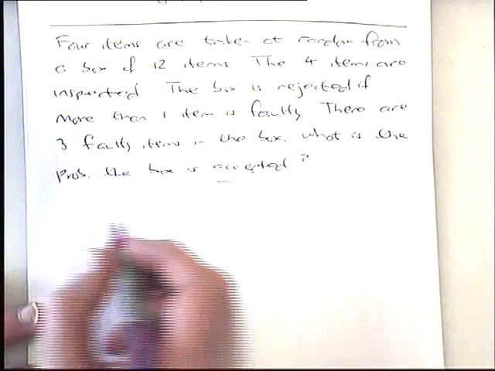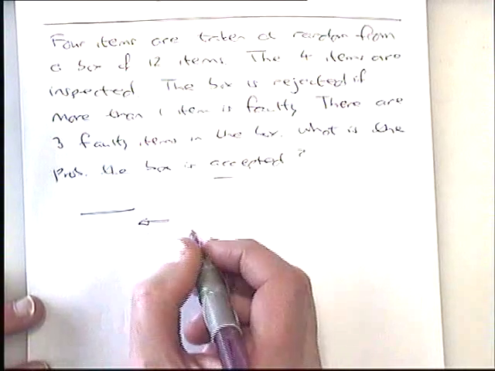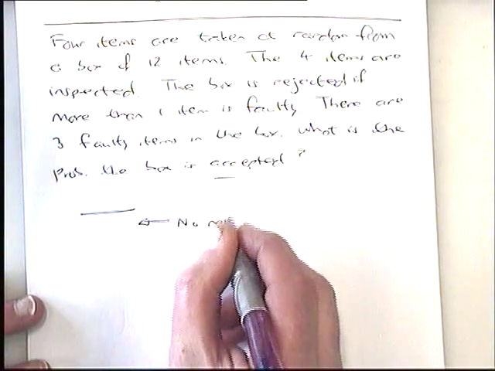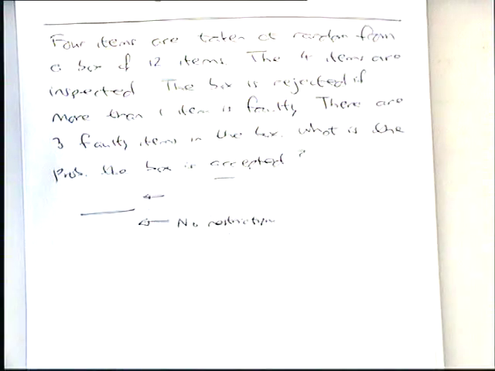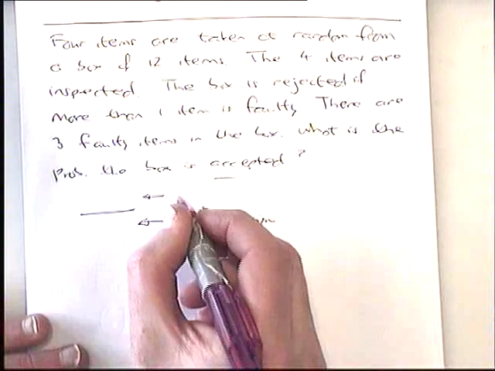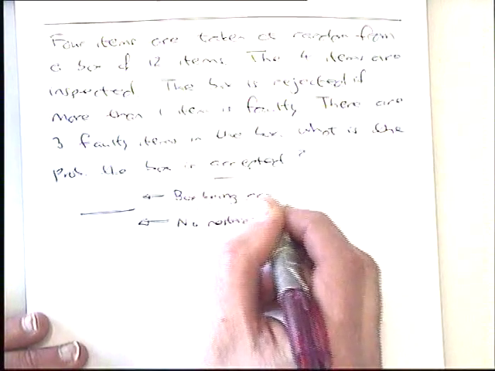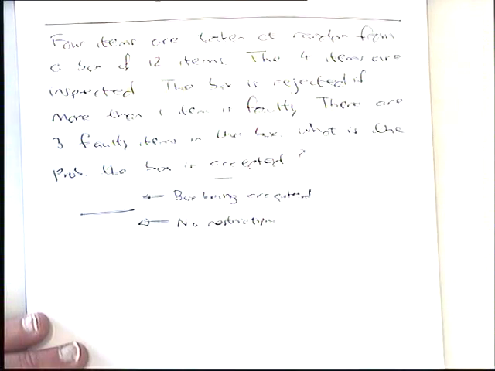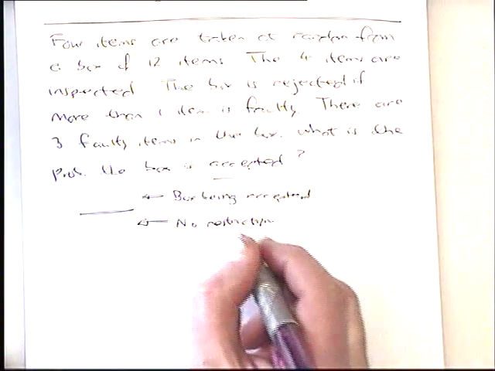So, probability, we're looking for a fraction. The bottom number is the no restrictions number. The top number is, well, we're interested really in the box being accepted. So how many ways the box being accepted can happen. That's what we are looking for in our fraction. Which one of these is the easiest one to work out? The no restrictions one.